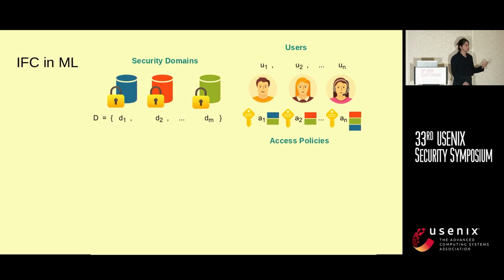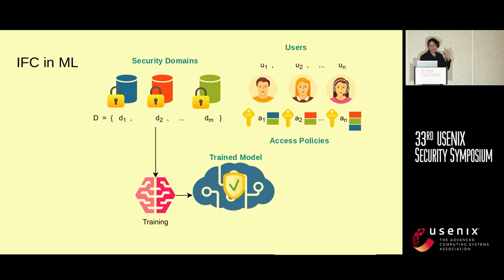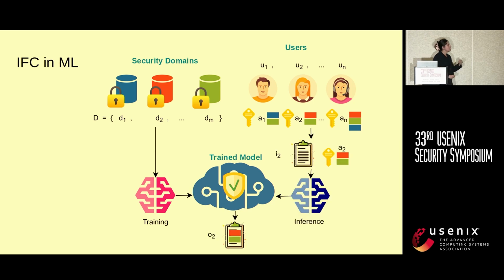And each user, as described before, has a different access policy, which outlines which subset of these security domains that user can access. Now, what we want, essentially, is a training pipeline and an inference pipeline such that when the user provides their particular input and access policy, the model can guarantee that the output of this model will only depend on the training data that that particular user's access policy allowed. So that is essentially the problem setup and the question we're trying to tackle here.